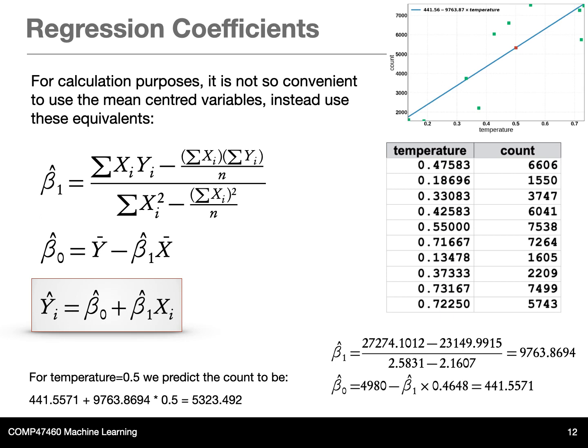For the purposes of calculation, the mean-centered variables seem to involve a lot more work. So instead, I show here the best fit parameters beta 0 and beta 1 expressed in terms of the raw variables x and y. Once we have found beta 1, then the formula for beta 0 is the same as before. We show an example on the right-hand side of the slide, computing beta 1 and beta 0 from a table of data and applying the resulting regression model to predict a value for a particular x.